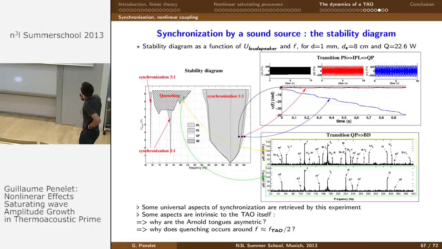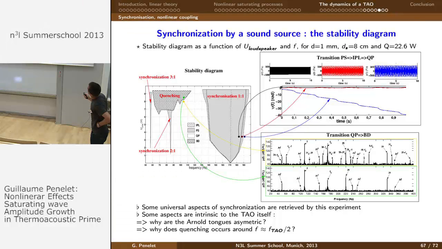If we look into details, let's look at these points. These points correspond to synchronization. We do not see any beating. At this point, we see beating, so we could think that there is no synchronization. But actually, if we look at the instantaneous phase difference, we see that the phase stays bounded, which means that the loudspeaker imposes its phase on the thermoacoustic oscillator. So we have some kind of synchronization process. And this case corresponds to quasi-periodicity. Here, this is a region for quenching.